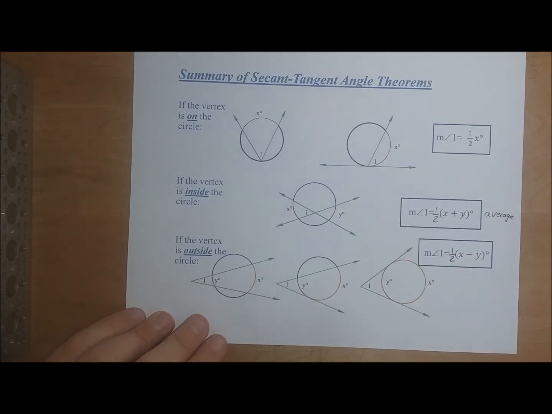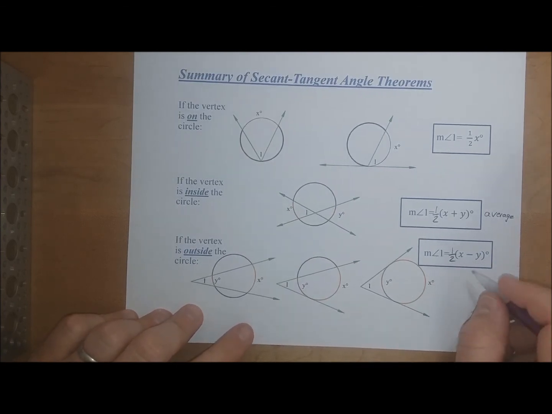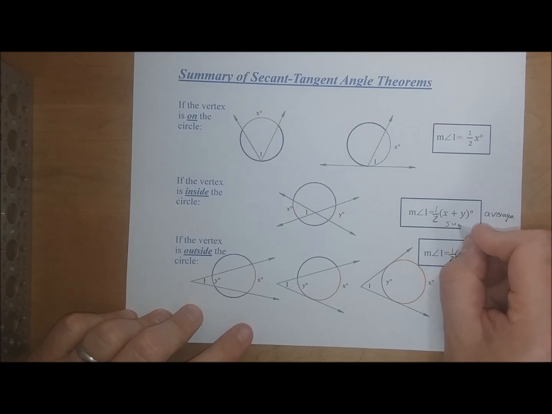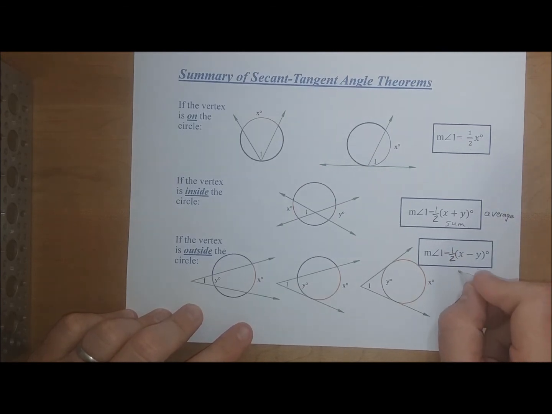It's funny. What if you have this case where the vertex is outside the circle? Okay, in this case, whether they're two secants, secant and a tangent, or two tangents intersecting outside the circle, this angle formed, this angle 1, is going to be 1/2 the difference in the two, x minus y. You could think of this as 1/2 the sum. You can think of this as 1/2 the difference.